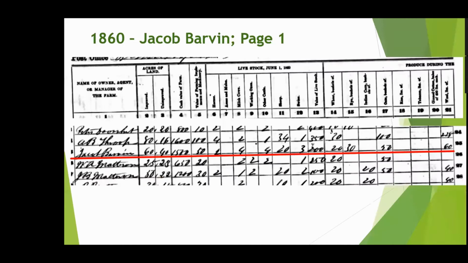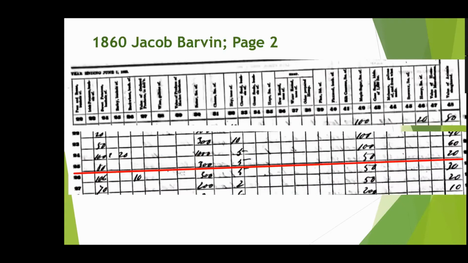So here he is in 1860. He went from 50 acres to 100. So you kind of wonder, when did he purchase more? And his value now is $1,500. And then this is the second half of what he grew. I could see where he had changed a little bit from his 1850 products and the type of livestock he may have.